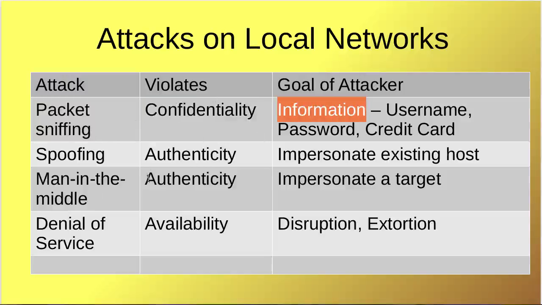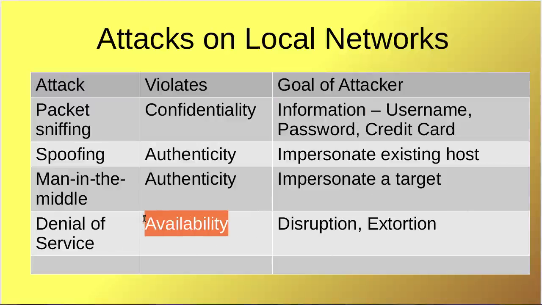There, what you're doing is violating authenticity. We also did this in the lab. The idea is you want to impersonate a target. A denial of service attack, on the other hand, targets availability. That is, you're trying to shut down a server or something. So the goal of the attacker is to reduce availability of some server by disrupting normal operations. And one reason for this might be to extort either money or some kind of favors from the target.